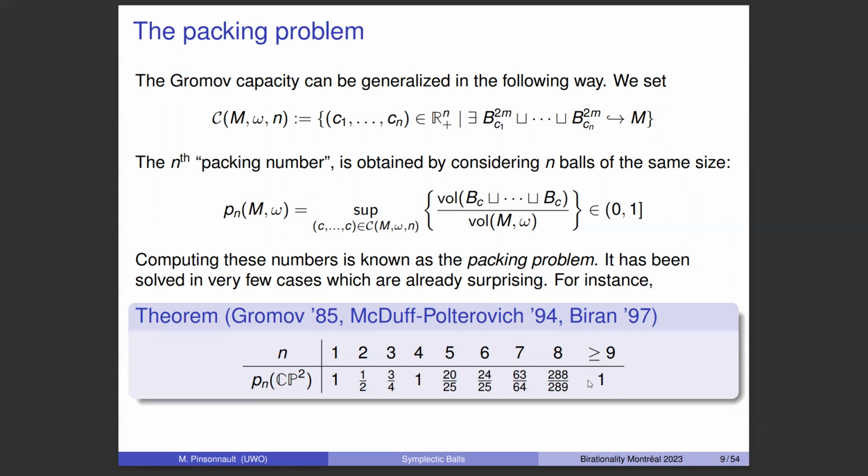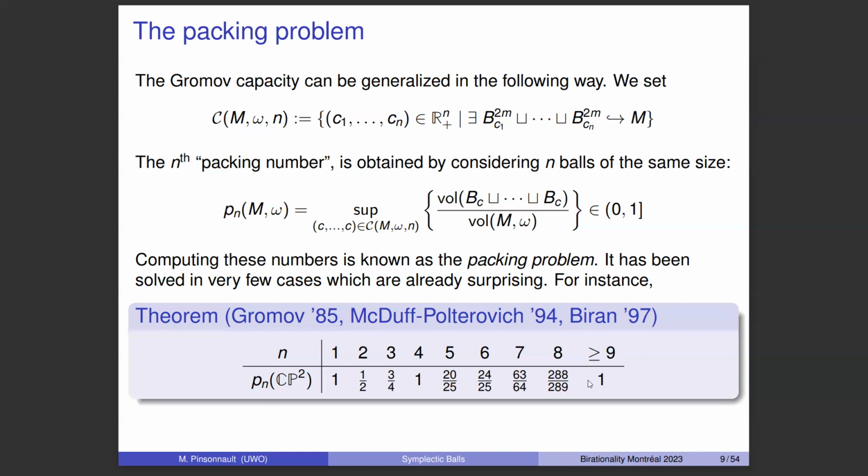If you allow the capacities to be distinct, then of course you get a slightly more general problem, but the essential features are already captured if you look at all equal capacities. So these are called the packing numbers. And a relevant example for us is this nice result due to Gromov, Polterovich, and McDuff, and Biran also, where they computed these packing numbers for CP2, and we will do essentially a generalization of this.